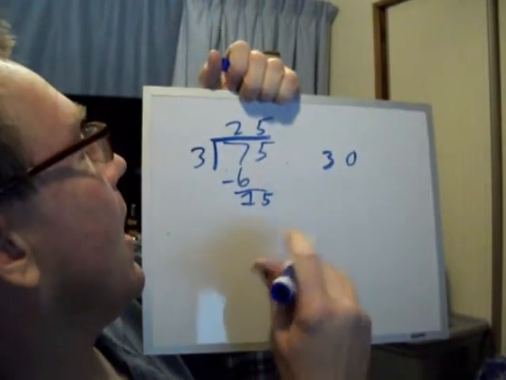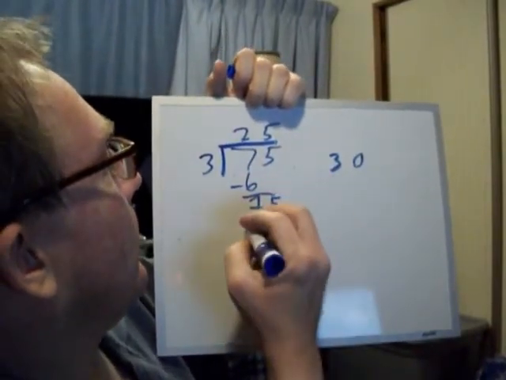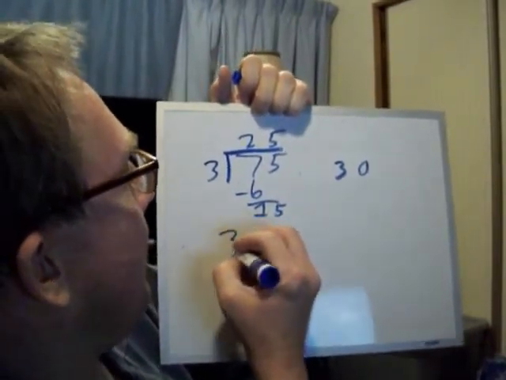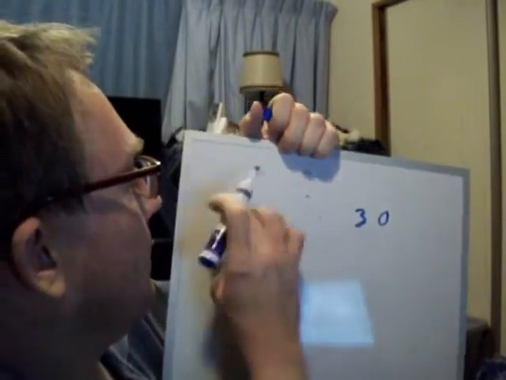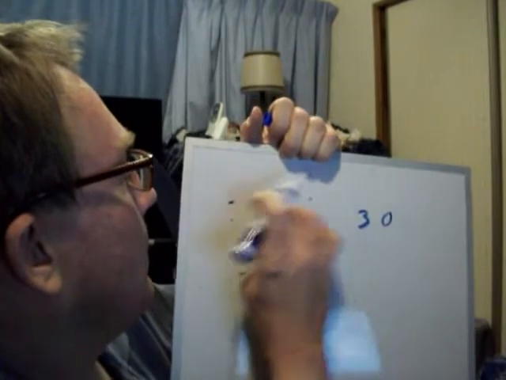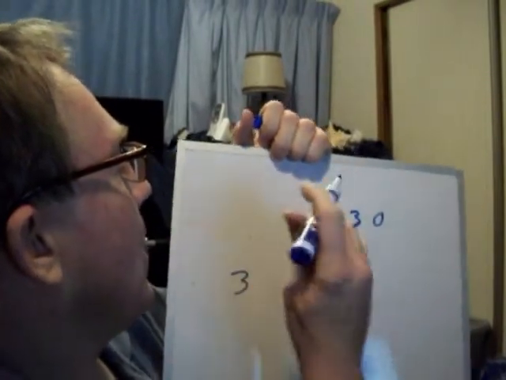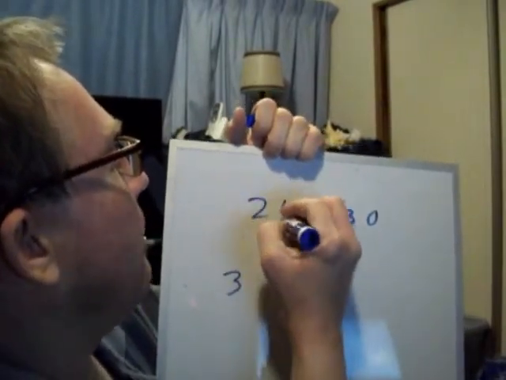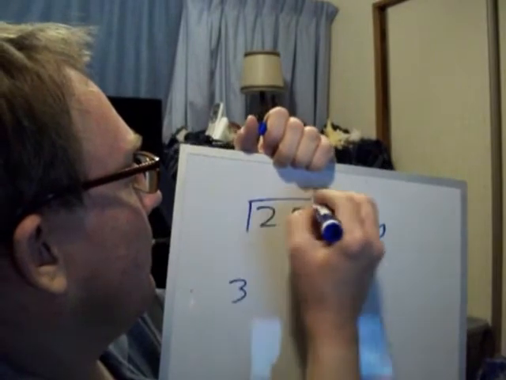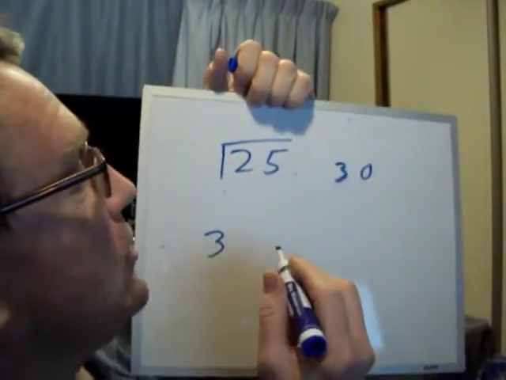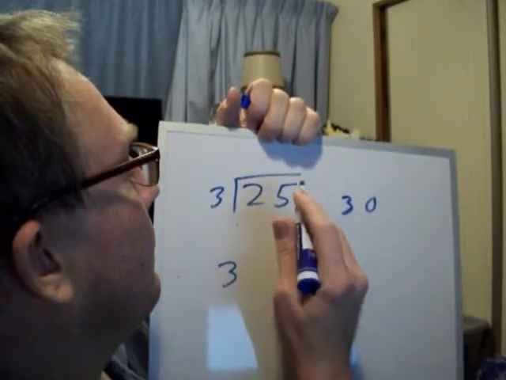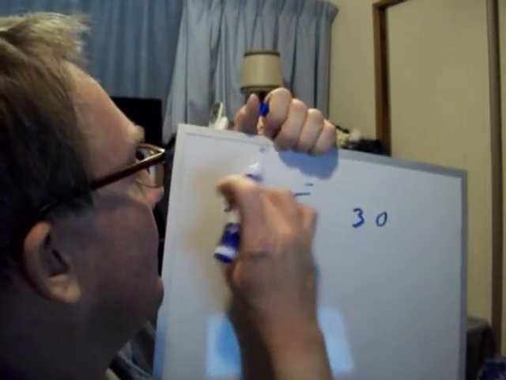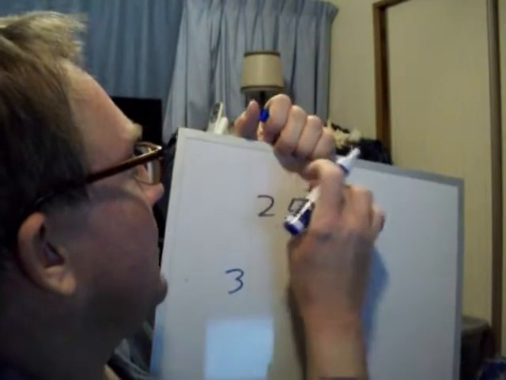So, we're now going to have a factor of 3. So now we have the number 25. Can this actually be divided by 3? No, it can't.